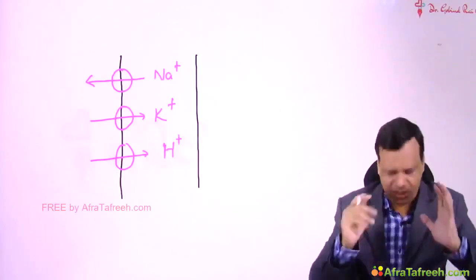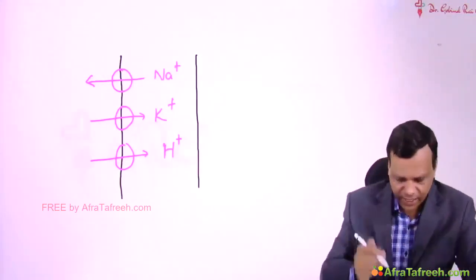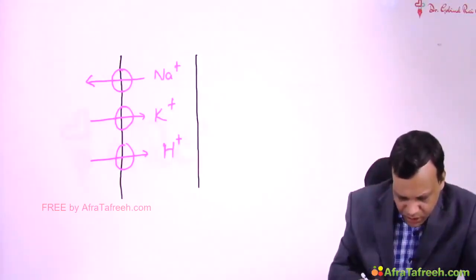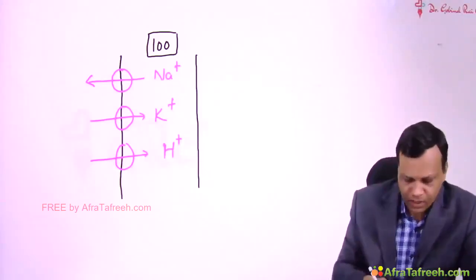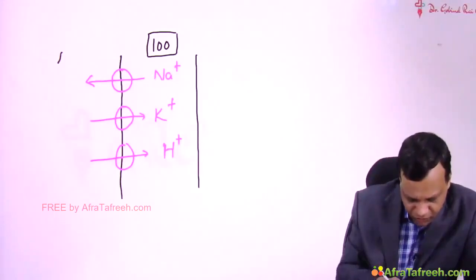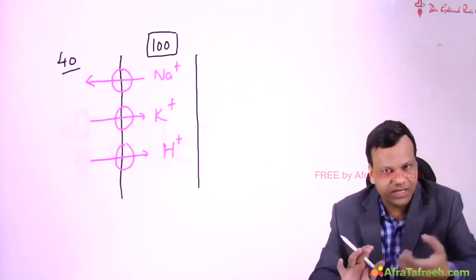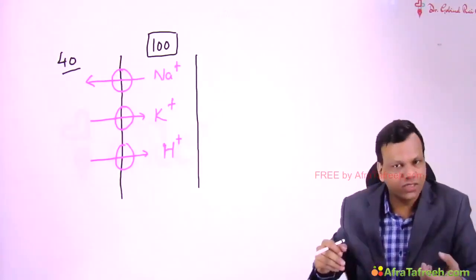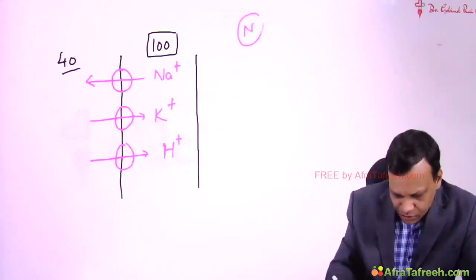Now assuming hypothetically, in a normal person without giving any diuretic, suppose 100 molecules of sodium reach the collecting ducts and collecting tubules, the last portion. Suppose out of these 100 molecules, 40 molecules of sodium are normally reabsorbed. So 40 are reabsorbed, so how much will be excreted in the urine? 60 molecules.